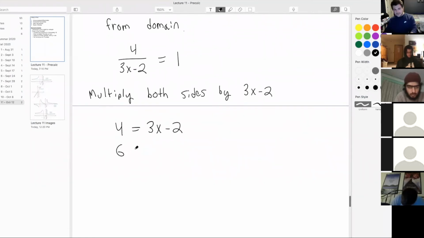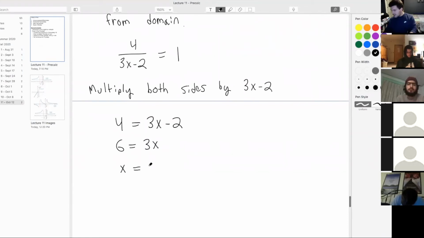Okay, so add 2 to both sides. You'll get 6 is equal to 3x. Divide both sides by 3. You will get x is equal to 2.